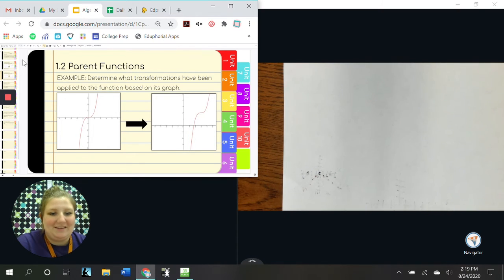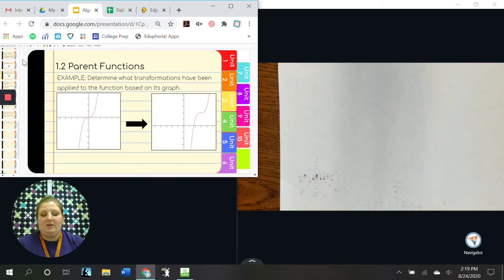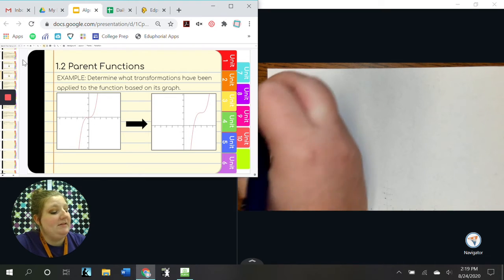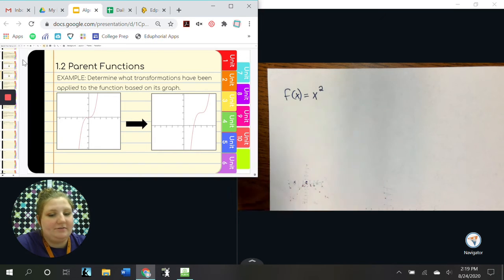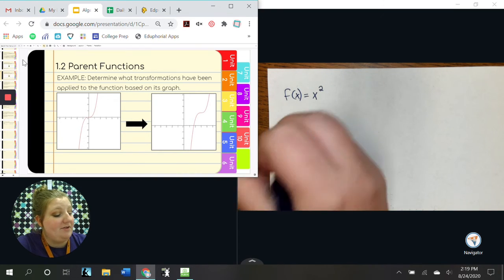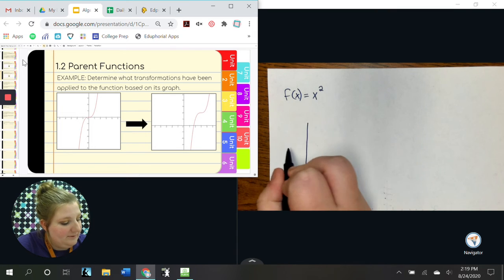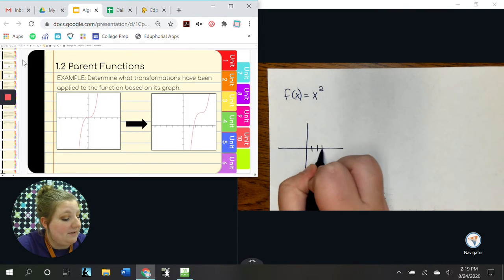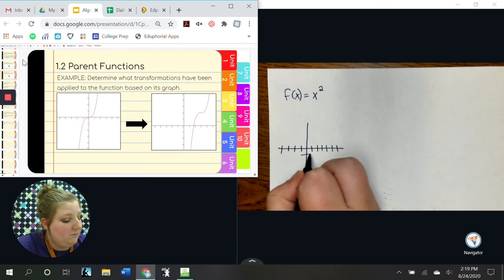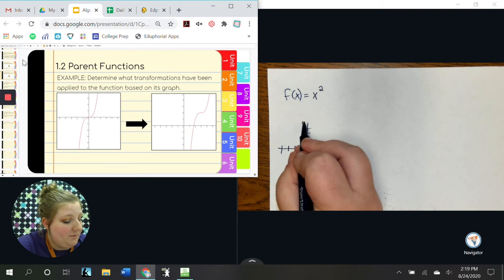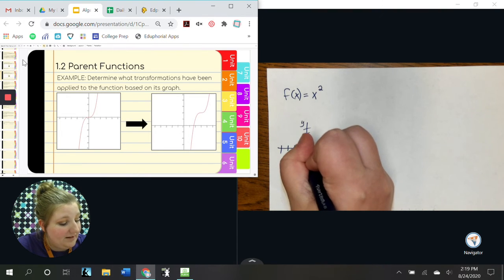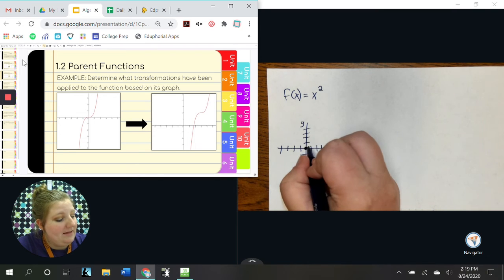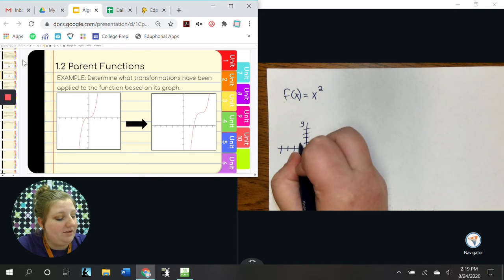There we go. I'm trying to find clean space on my paper. All right, say I give you the function, let's do f of x equals x squared. All right, so the original graph of f of x equals x squared, as I add my tick marks and label my y-axis and my x-axis. Okay, the original graph of x squared comes down through the origin. It goes through the point 1, 1 and negative 1, 1.